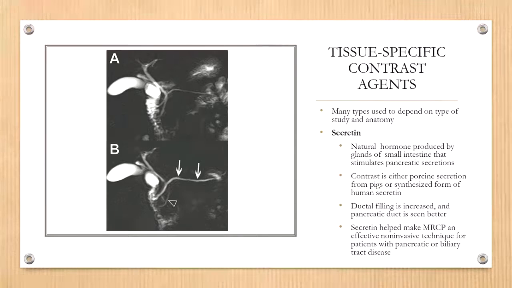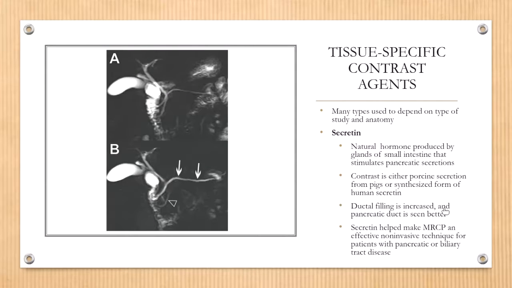All right, and the last type of tissue contrast that we'll look at is tissue-specific contrast agents. And so as the name indicates, these are contrast agents that are specific to types of tissues that we're imaging. And there's many different types that are going to depend on what we're studying, the anatomy we're looking at. And so one that I wanted to kind of bring to your attention and is in your book is secretin. Secretin is actually a natural hormone that's produced by our bodies in the glands of the small intestine. And this hormone stimulates the pancreas to produce its secretions. And so it kind of acts as a secretion agent on secretion agents.